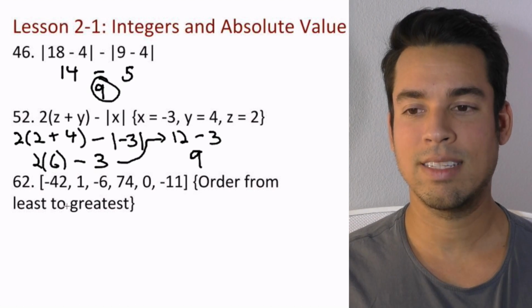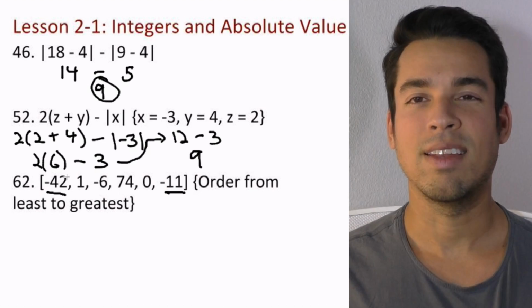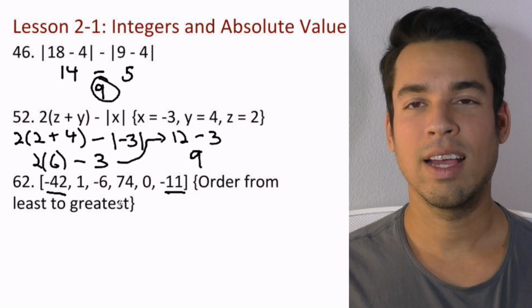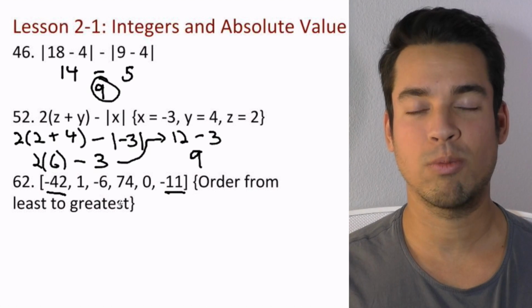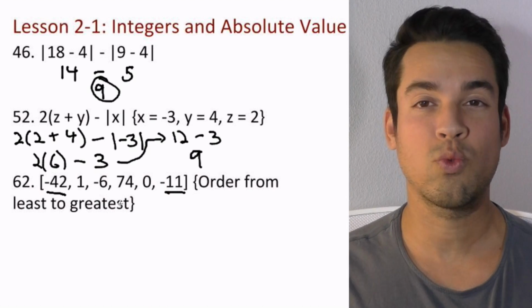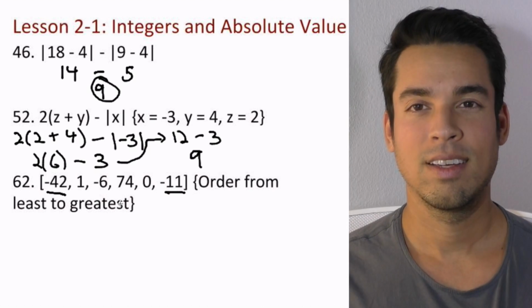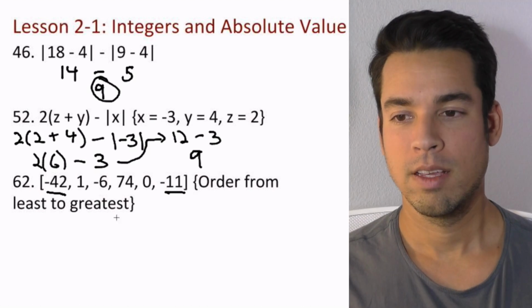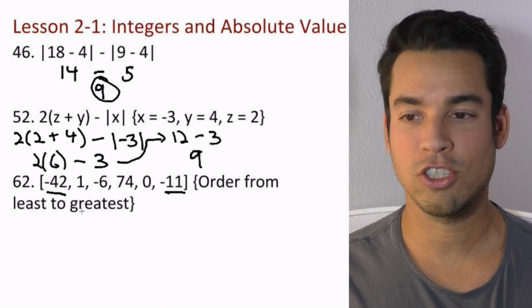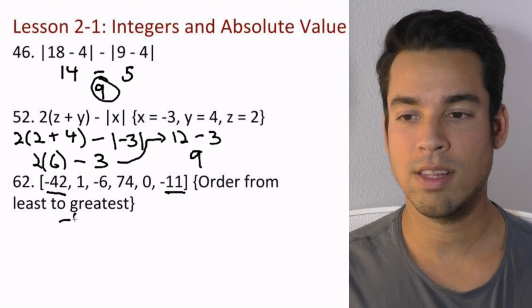Finally, let's end with this problem. We got to order from least to greatest. So look, we got this number like, what's the difference between negative 42 and negative 11? Negative 42 is actually smaller. As the absolute value of these negative numbers gets larger, meaning we're going from negative 42 to negative 420 to negative 2 million, we're getting smaller and smaller. So since negative 42 is the most negative number here, it's the smallest. It's the farthest to the left on the number line. So negative 42 is our smallest number.